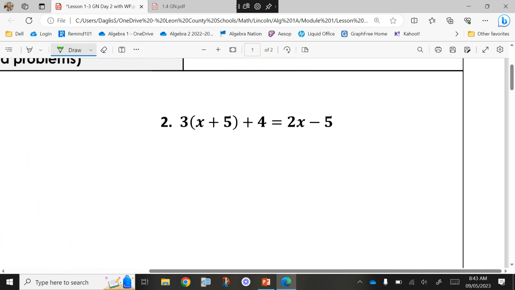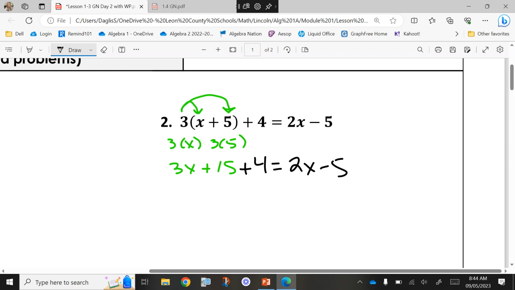Number 2 was more section 2 kind of stuff where we had brought in the grouping. So y'all said it earlier. When we have grouping or the parentheses, we're going to multiply. So we're going to do 3 times x, which is 3x, right? And then we're going to do 3 times 5, which is 15. We still have our plus 4 equals 2x minus 5. So the green up there is just the distribution, doing 3 times x and 3 times 5. Nothing else has changed yet.